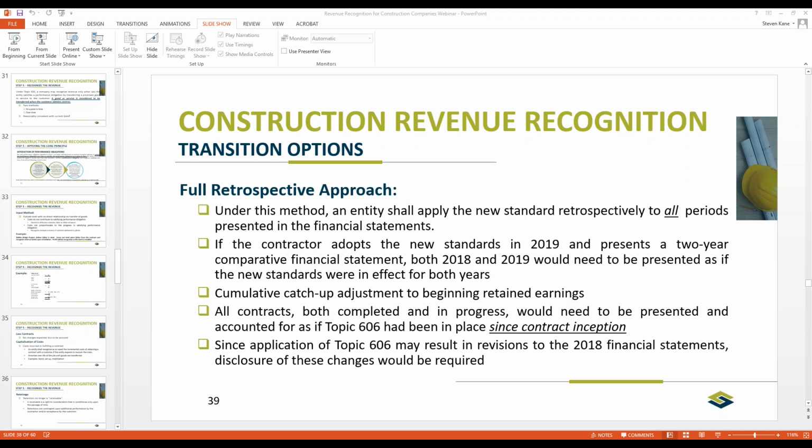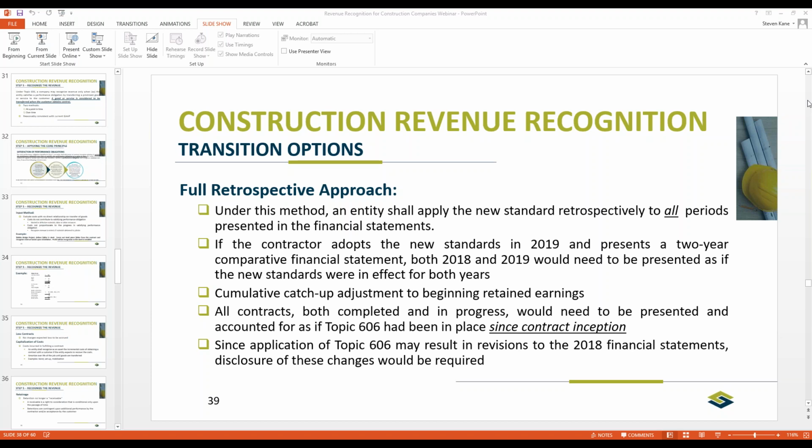Okay. Under the full retrospective approach, Sal touched on this earlier, but I'm going to go into a little more detail into each of these approaches. Under the full retrospective approach, an entity is going to apply the new standards to all periods presented in the financial statement. So what that means is if you're showing comparative financial statements in 2018 and 2019, you're going to show both periods as if the new standards were in effect for both periods.